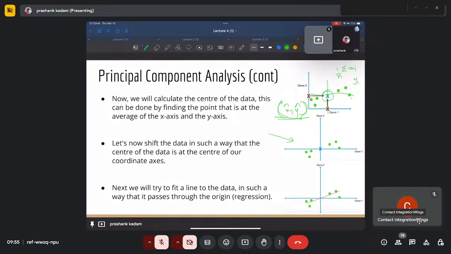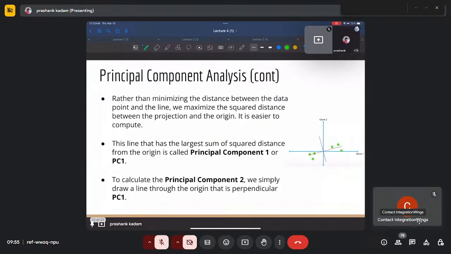But for now, let's say that we are fitting a line to this. In this case, rather than minimizing the distance between the data point and the line as we do in regression, we are maximizing the square of the distance between the projection and the origin. Projection essentially is the distance from the origin on a unit vector. We'll come to that, but we are not minimizing, we are maximizing the squared distance of that data point from the origin.